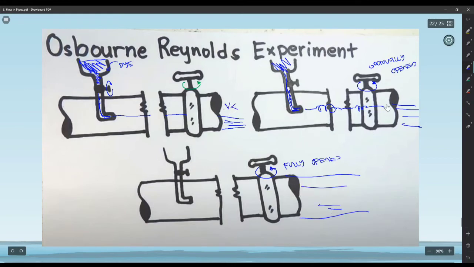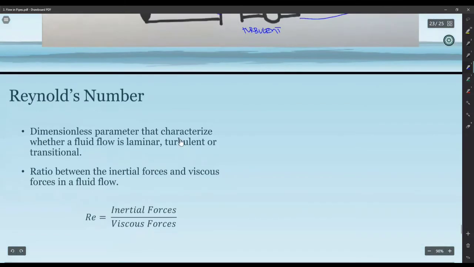So, let's show it. The velocity is still low here, then it is increasing, and this is the maximum. Okay? What happened is the dye here crisscrossed and totally mixed with the flow of the water. So, this can be categorized as turbulent. This is a transitional flow. And this is laminar. Okay?